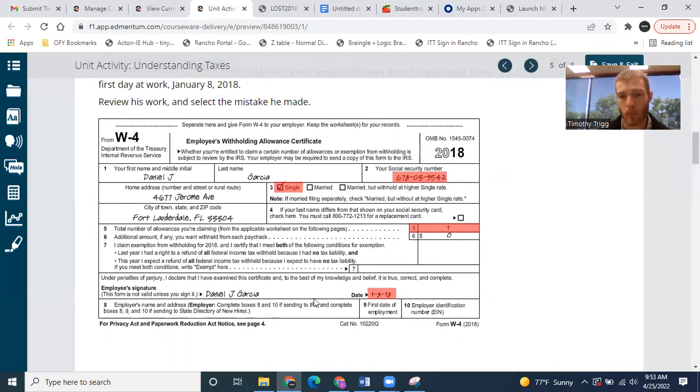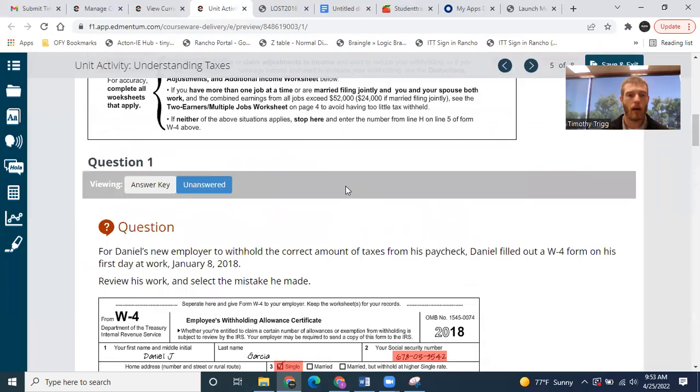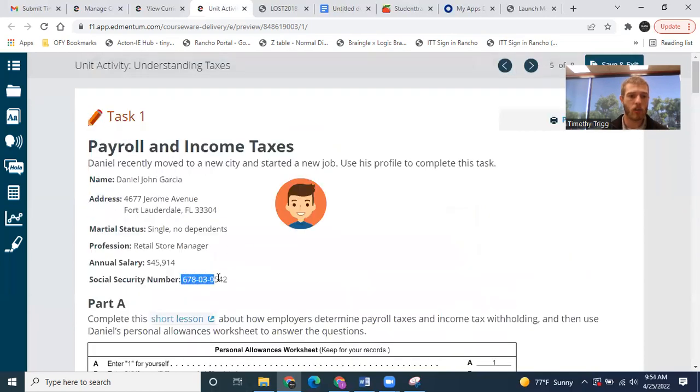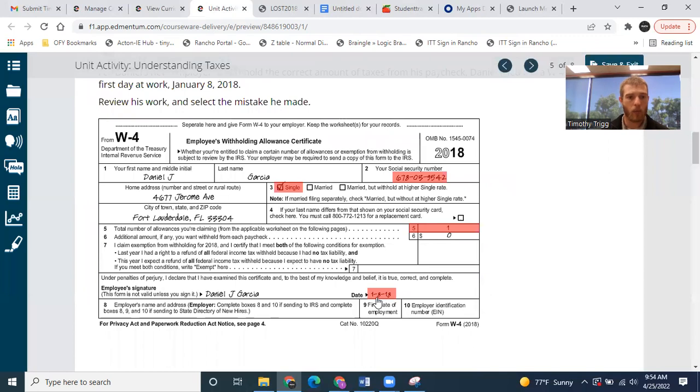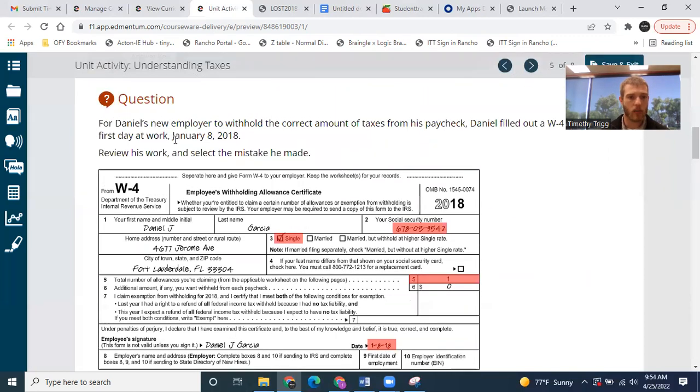There's a mistake here in one of these red boxes. Let's go and see if we can find the mistake. Single, that's correct. Remember, Daniel is single. His social security number, he did that correctly. It matches the social security number up here. So that's good. And the date, 1/8/18, yeah, that's correct. He's filling this out on January 8th, 2018.